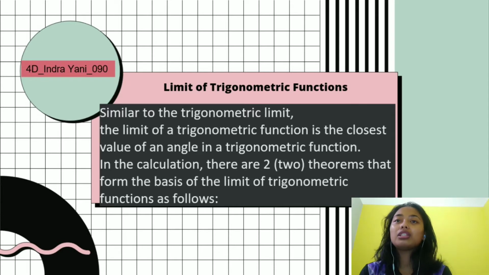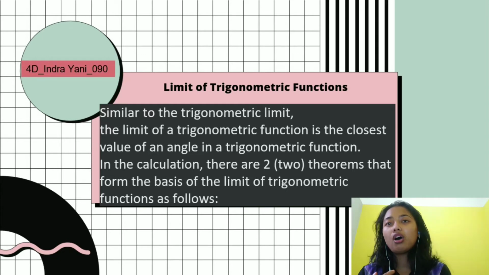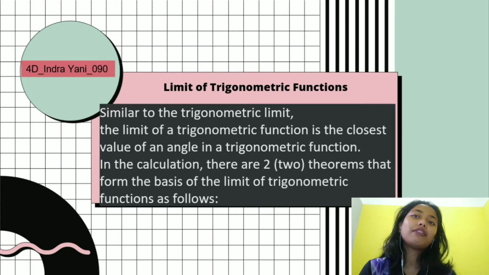I want to tell about the trigonometric limit. The limit of a trigonometric function is the closest value of an angle in a trigonometric function. In the calculation, there are two theorems that form the basis of the limit of trigonometric functions.